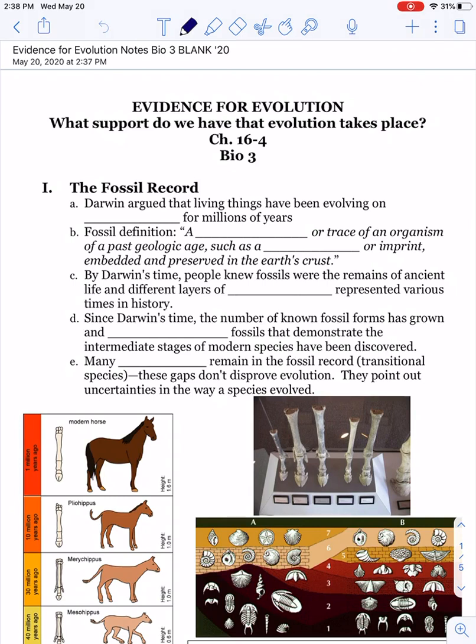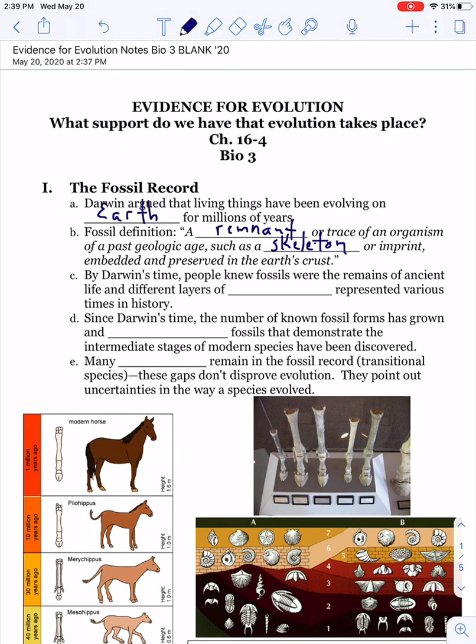So our first one is probably the most obvious, and that's the fact that we have fossils. Darwin argued that living things have been evolving on Earth for millions of years. And the definition of a fossil is a remnant or trace of an organism of a past geologic age, such as a skeleton or imprint, embedded and preserved in the Earth's crust.